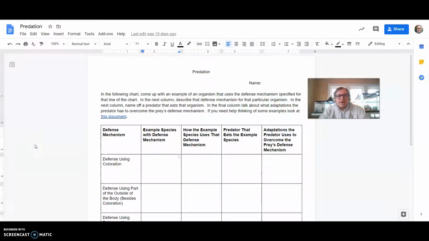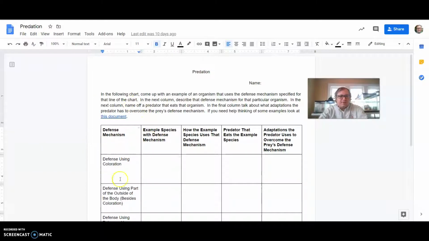Hey everybody, so I just wanted to give an explanation here on the predation assignment to help with the instructions for it. So this kind of goes with the same presentation that you would have been looking at last week about competition and predation. You already did an assignment focusing on the competition part. This is about the predation part. So it's another chart that you're going to be filling out.